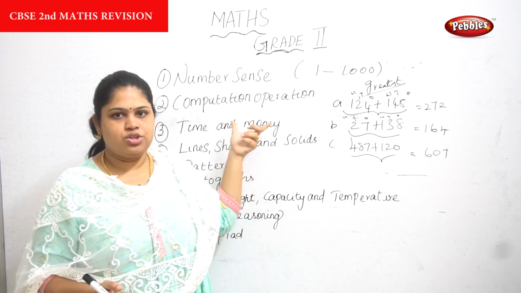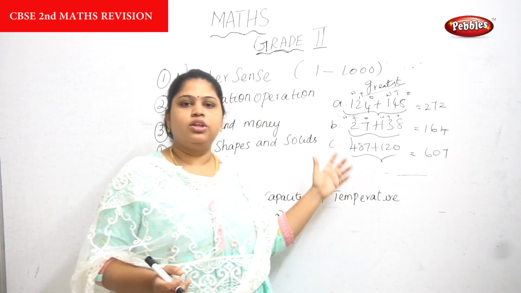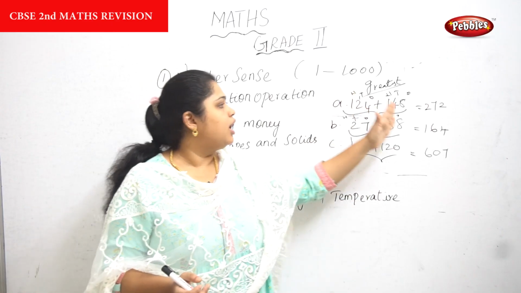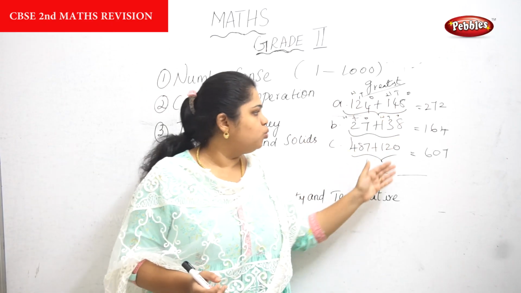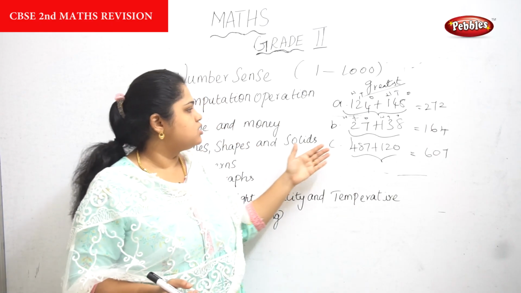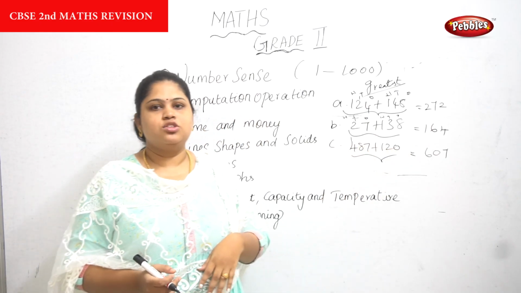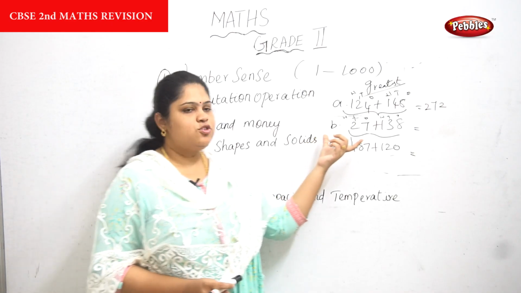is computation operation. After computing everything with the arithmetic operation, we have got some answers: 272, 164 and what is that? 607. So next, option B.